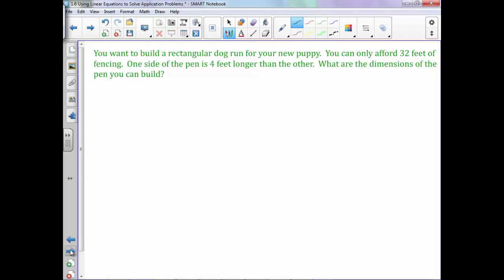Now we're going to build a rectangular dog run. So we've got a puppy, it needs some place to run. So we're going to build a rectangular dog run. We know we've got 32 feet of fencing. So that means all the sides together can only equal 32. And we know one side of the pen is 4 feet longer than the other. So we don't know what this side is, but we know that the other side's 4 feet longer.